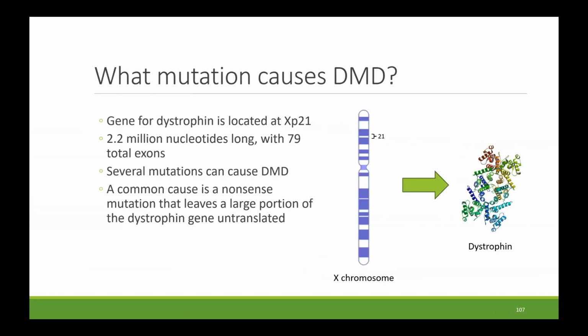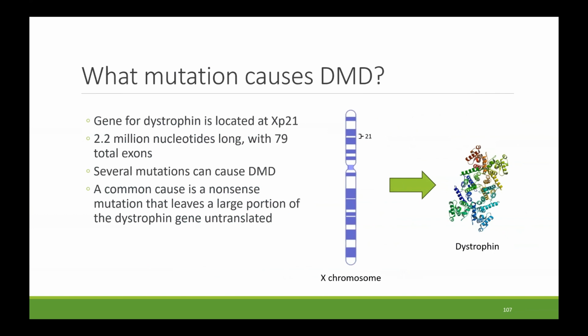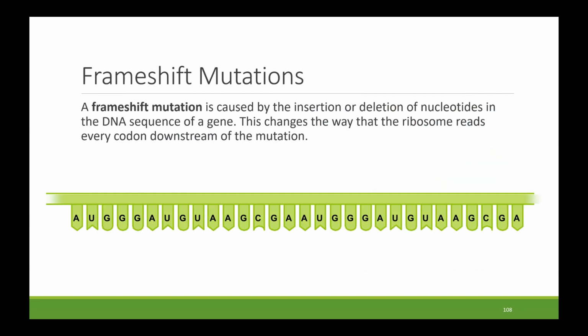But that's not the only cause of DMD, because while some people with DMD have a nonsense mutation, others have what's called a frameshift mutation. What is a frameshift mutation? A frameshift mutation is caused by the insertion or a deletion of nucleotides in the DNA sequence of a gene. So we're not just swapping a letter out, we're actually adding in or subtracting letters. And this changes the way that the ribosome reads every codon downstream of that mutation. The way the ribosome reads the mRNA in sets of 3 is called its reading frame.